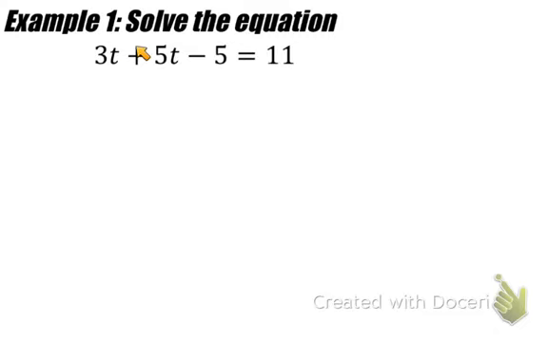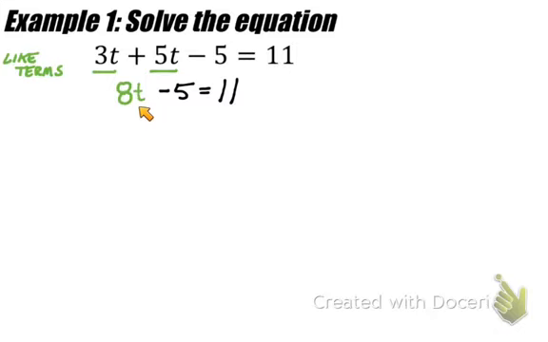So before solving this equation we must simplify either side of the equal sign. Right now on the left side we have a 3t and a 5t. Remember, these are considered like terms. So we're going to add these two together right away. So we have 8t, and write down the rest of the equation, minus 5 equals 11.